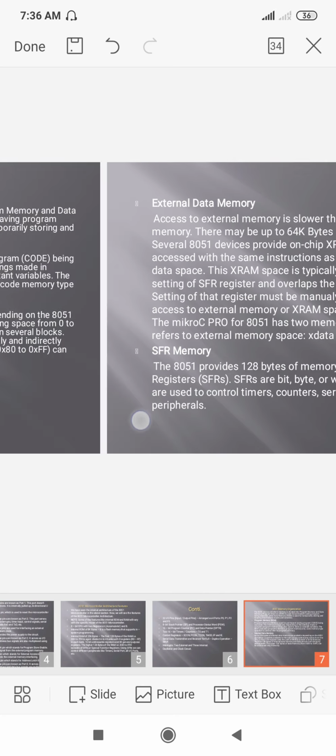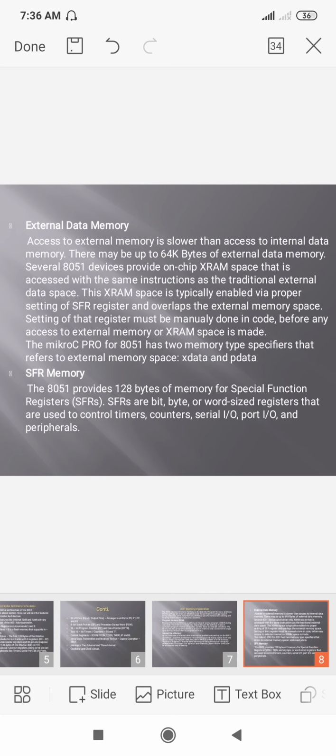Next are external data memories. Access to external memory is slower than access to internal data memory. There may be up to 64 kilobytes of external data memory. Several 8051 devices provide on-chip XRAM space that is accessed with the same instructions as the traditional external data memory.